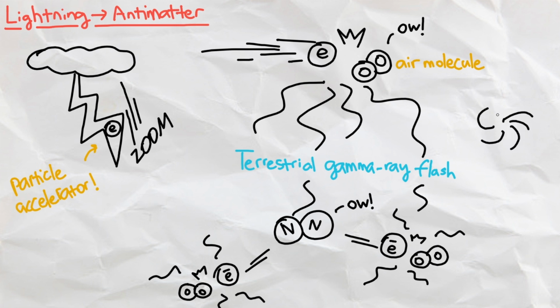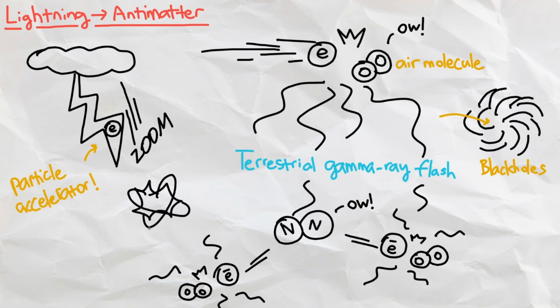Those rays are only known to be emitted under extreme conditions, such as in black holes and supernovae. So not only can lightning create antimatter, it is mind-boggling how nature can create gamma rays on Earth too. And there we have it.